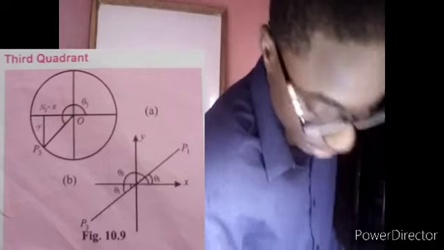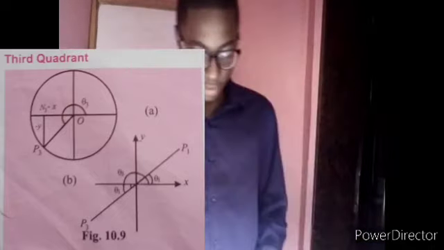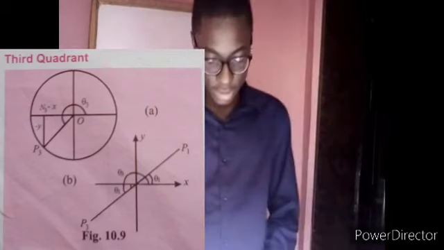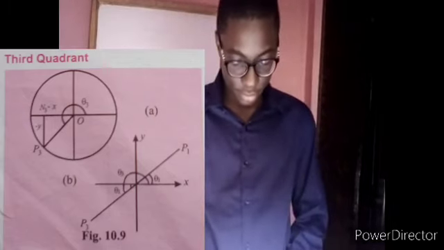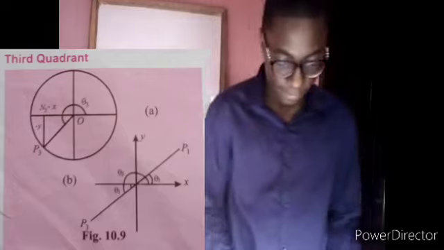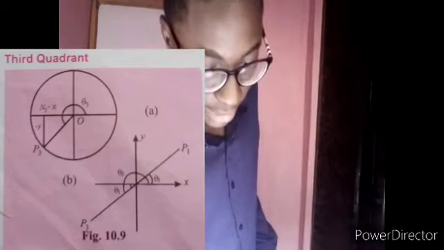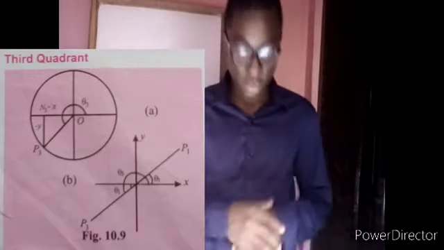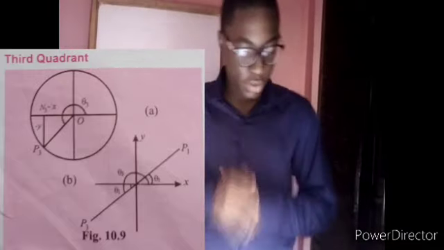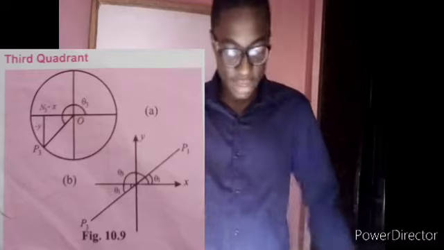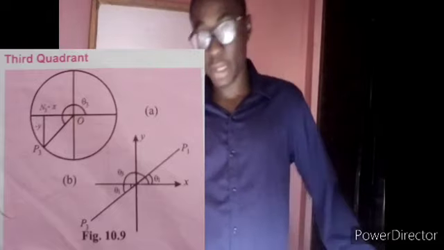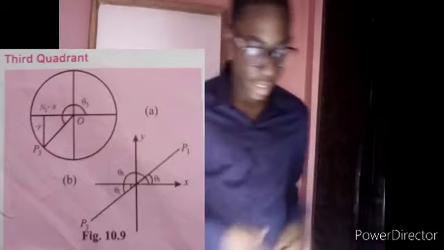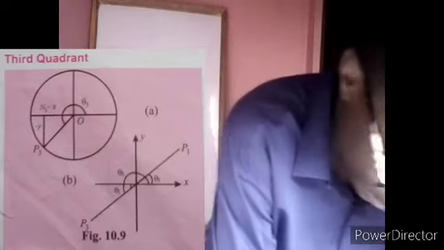Let's move on to the third quadrant. In this third quadrant, we have the concept of negative values. In the third quadrant, you have two negative values, just like the second quadrant. Obviously, from what we can see here, you have negative values of both x and y. That is why sine and cos are negative here, and the only thing that is positive is tan. So that was for the third quadrant.